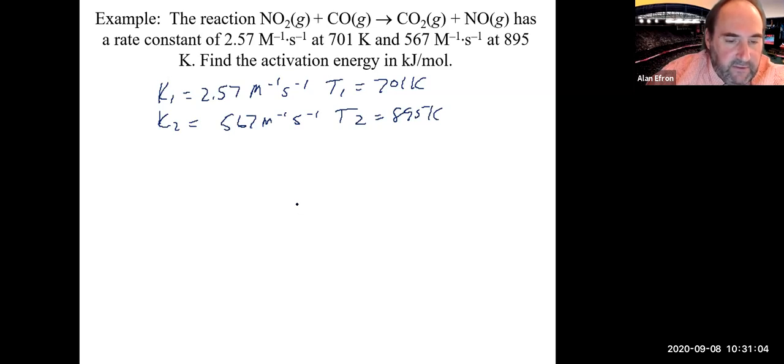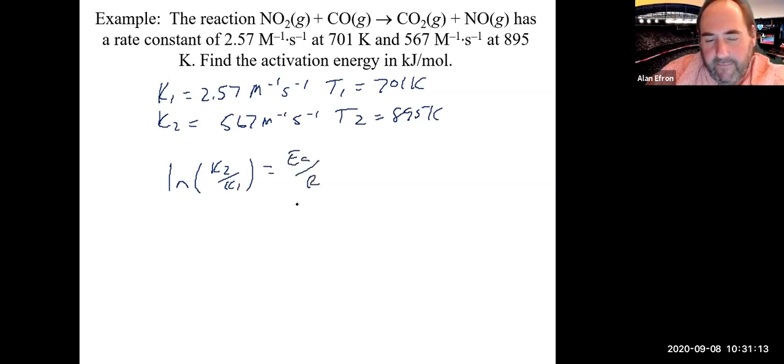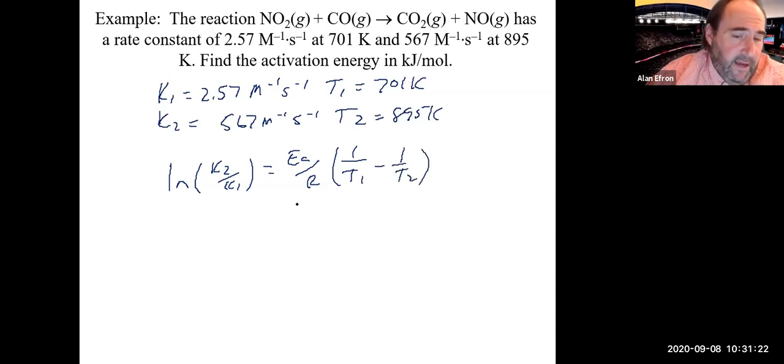We're looking for activation energy, so we do want to use our Arrhenius equation here: ln(K2 over K1) equals E_A over R, times 1 over T1 minus 1 over T2. Again, no negative in this version of it, just so you can see. Now, sometimes people ask, how do you know which one is K1 and K2? Truthfully, most people just go in the order you see it in the problem. And in reality, it doesn't matter as long as you keep the correct K value and temperature value together.